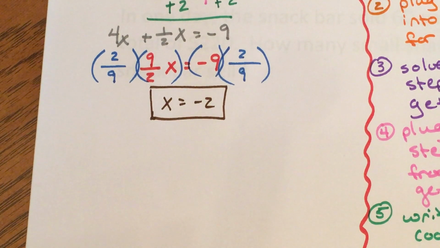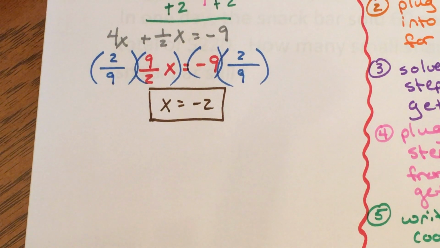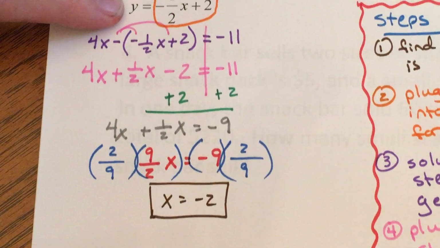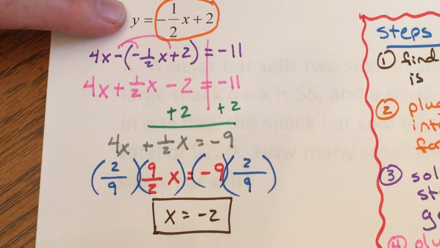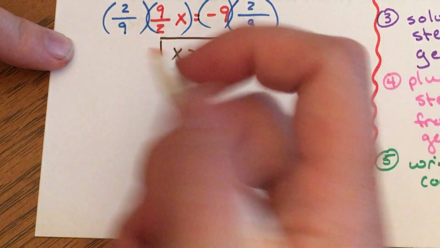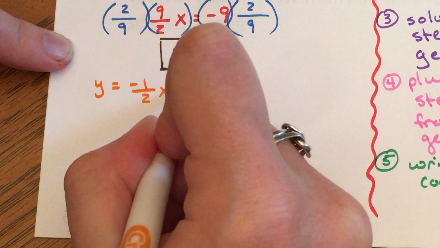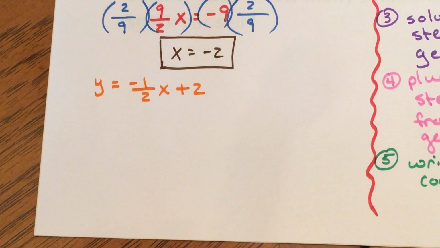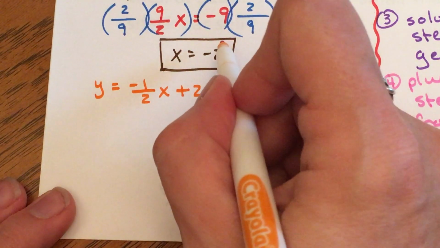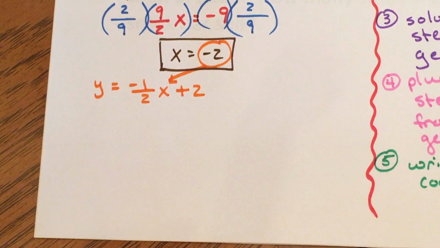Hard part is done. Like done. So now let's do step 4. Step 3 was real long for this problem, but it's okay. We've done the hard part. So step 4, let's go grab our equation from step 1. We will rewrite it. y equals -1/2 x plus 2. We're going to take our x value and plug it in right there.